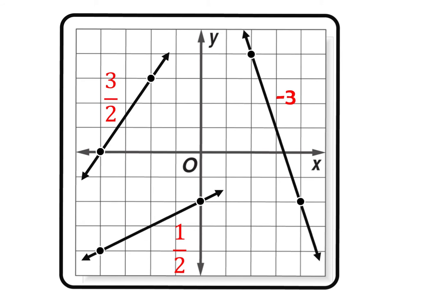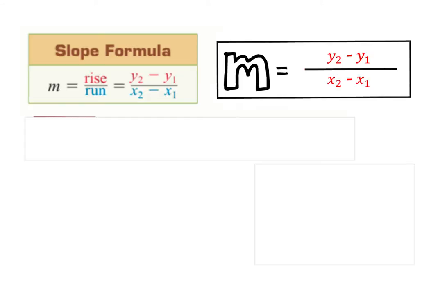On page 239, they actually give you a slope formula. So if you're given a graph, you can literally just walk from one point to the next and figure out what the slope is. But sometimes you will just be given 2 points without a graph, okay? And there's actually a formula to figure out what it is. The formula is y2 minus y1 over x2 minus x1.